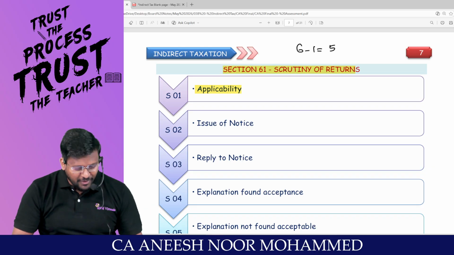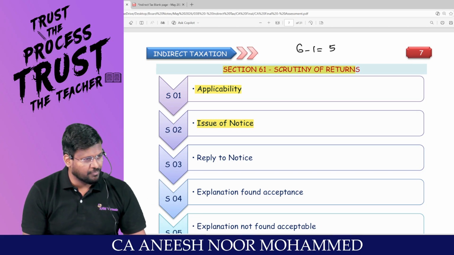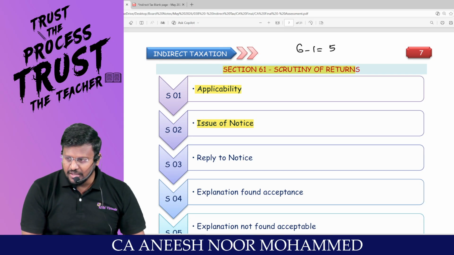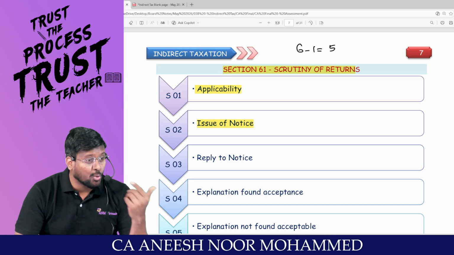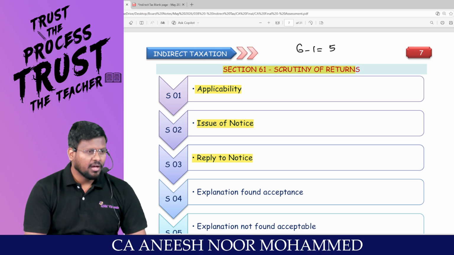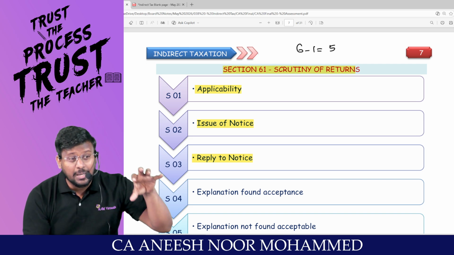Then the department will issue a love letter to you. That's where the department will ask for an explanation. We have certain doubts regarding this value of supply, certain doubts regarding this area, that area. Like that, they will be issuing a notice. Then as a taxpayer, we are supposed to reply to the notice. Sir, this is the reason for the discrepancy, sir.